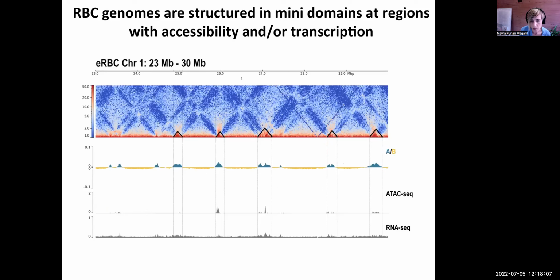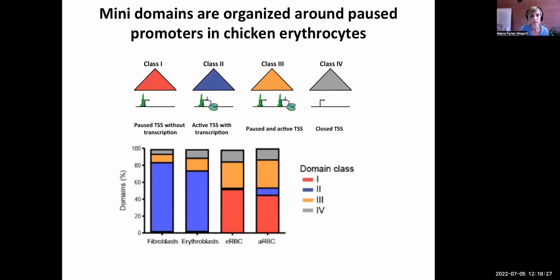So we wondered, okay, how do these mini domains relate to the accessibility and the RNA-seq signal that we have measured before? So we integrated these different analyses, these different data sets, and very interestingly, we could see that the majority of the mini domains in the red blood cells are organized around poised gene promoters that don't have transcription.